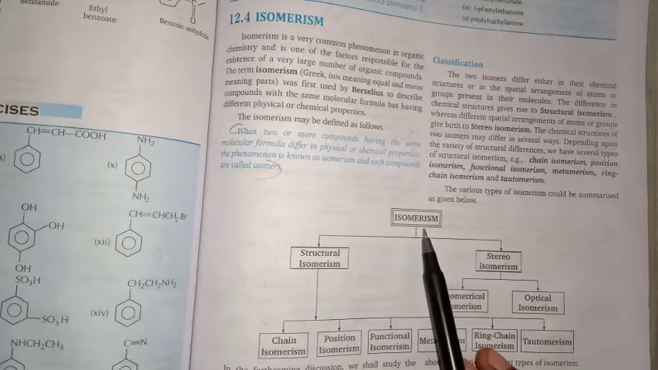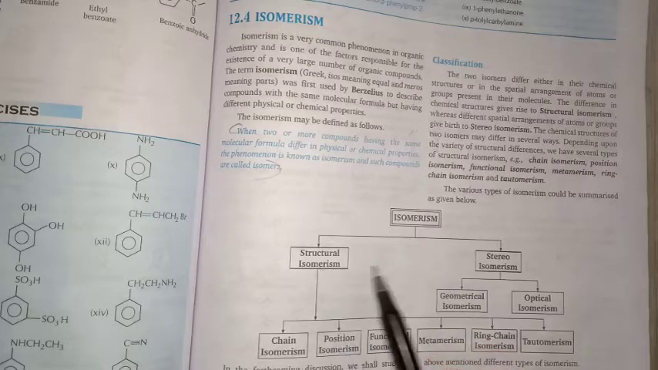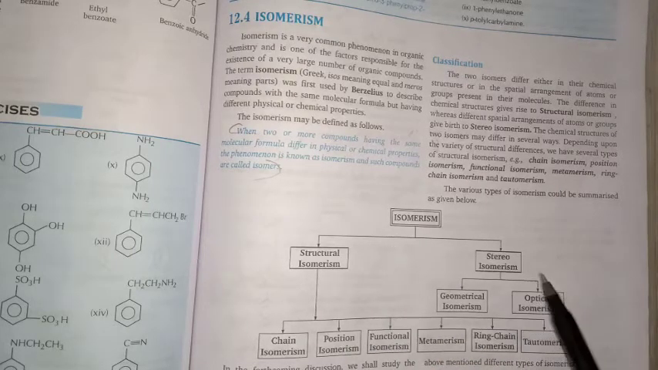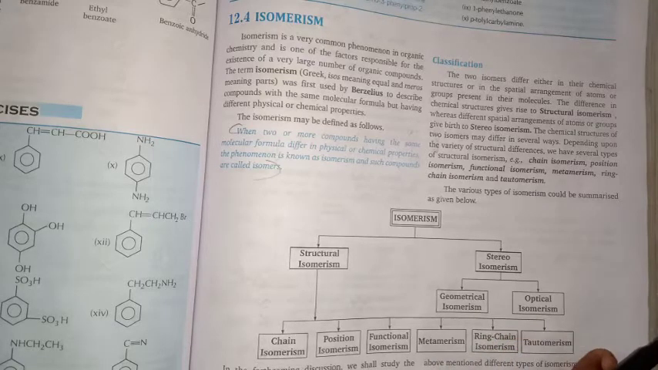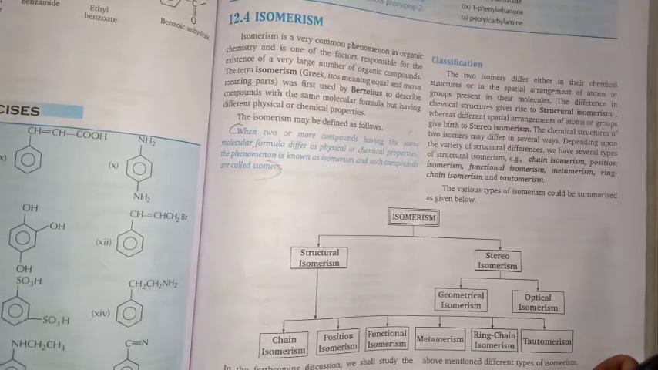Now isomerism is again of two types: one is structural isomerism, another is stereoisomerism. Structural isomerism we have already studied: chain isomerism, position isomerism, functional isomerism, then metamerism, ring chain. These three we studied in the 10th class. Then three more we will study in this class: metamerism, ring chain and tautomerism. In stereoisomerism there are two kinds, geometrical isomerism and optical isomerism, which we are going to see for the first time.